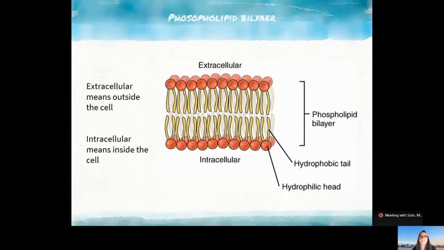This is what it kind of looks like. So again, extracellular means outside, intracellular, inside the cell. So right here we would have the cytoplasm, and out here would be whatever liquid the cell is floating around in. Okay, and again, the head, hydrophilic, likes water. Hydrophobic tails don't like water.